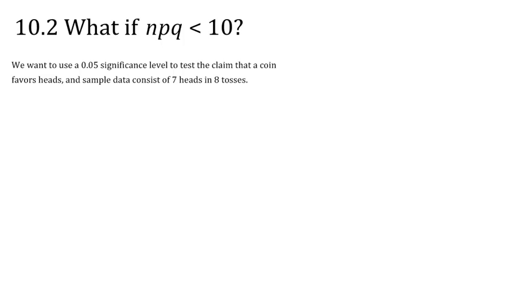What we do still have, as long as n is less than 5% of the population, is we still have a binomial distribution. So let's run through this example here. What if we want to test a claim that a coin favors heads, and our data shows that we get 7 heads out of 8 tosses, which does look really promising, I have to say. So we're going to do a hypothesis test on this. So we're going to go through all of the steps.